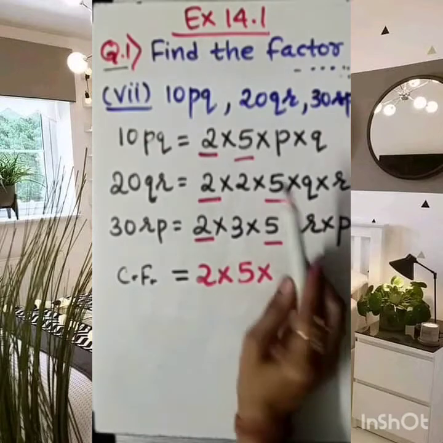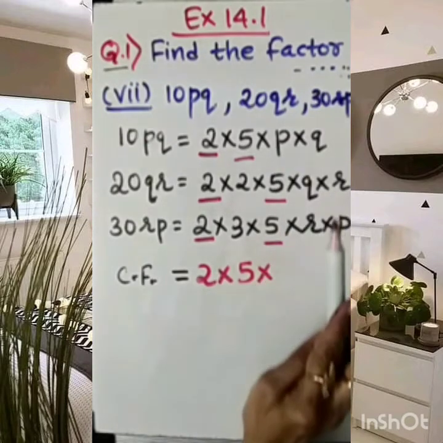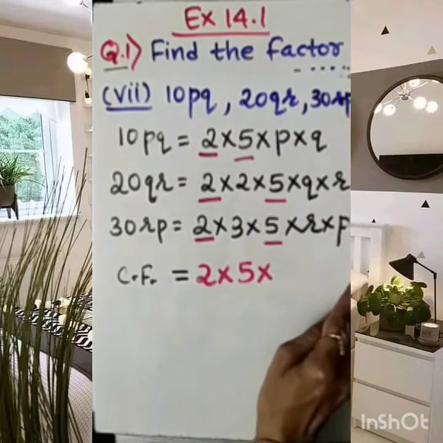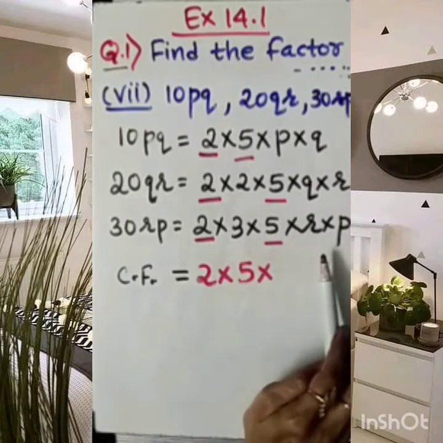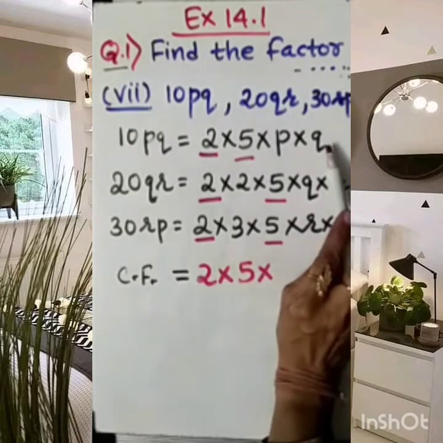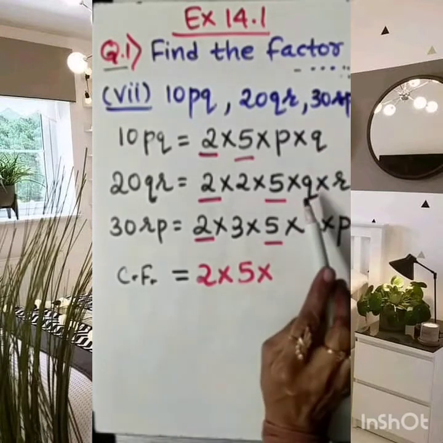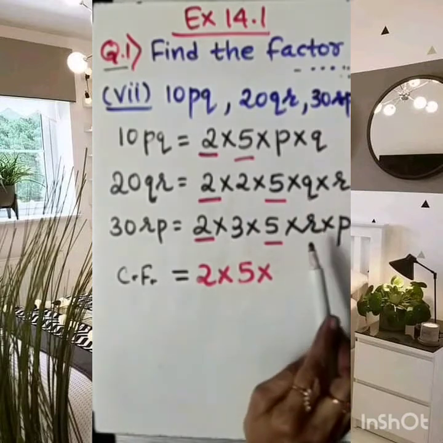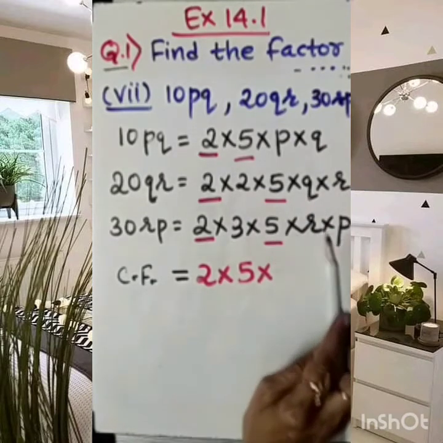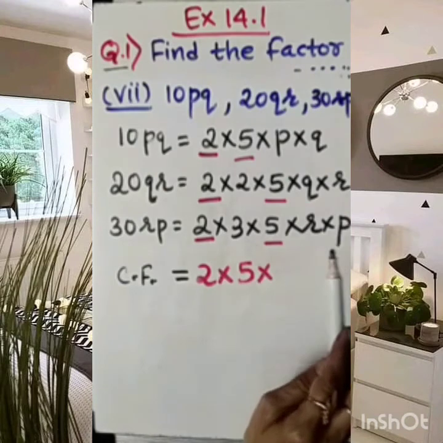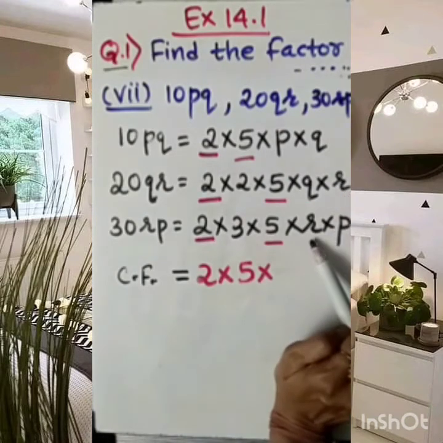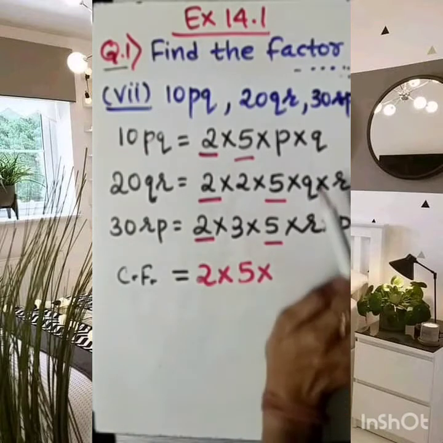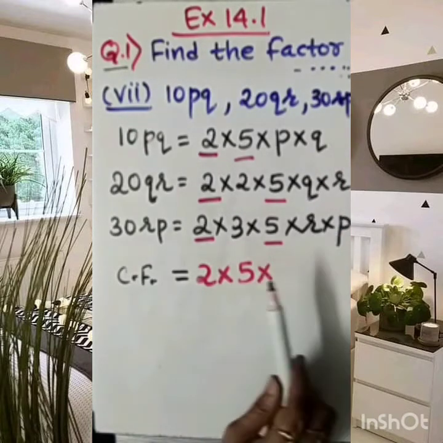Now, P lies here also, but it doesn't lie in the second term. So we can't take it out until and unless it is present in all three terms. Q is present in the first and second terms, but it doesn't lie in the third term, so we can't take out Q. Similarly, R is present in the second and third terms, but it doesn't lie in the first term, so we can't take it out.